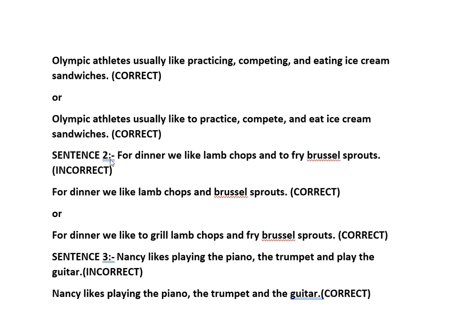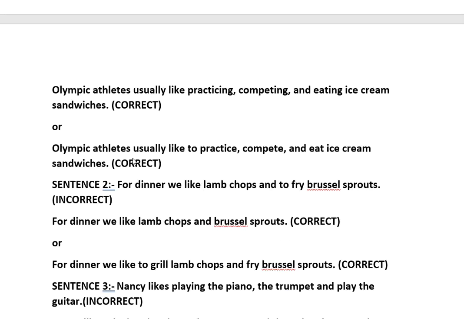Now let us have a look at sentence 2. For dinner, we like lamb chops and to fry Brussels sprouts. Is it correct? Is it a parallel structure? Can you understand? There is some error. Yes, of course there is an error.